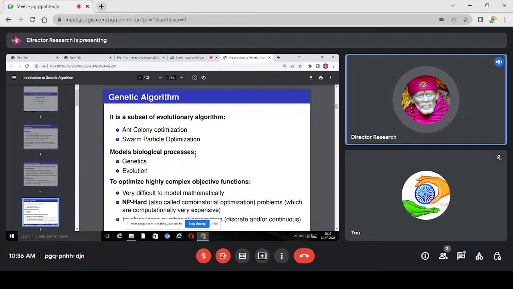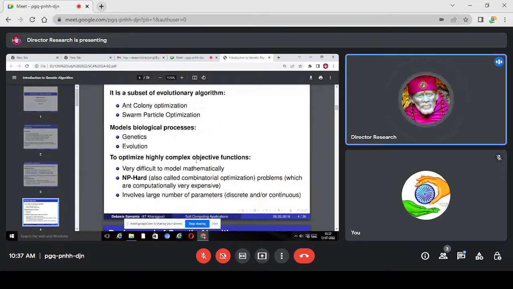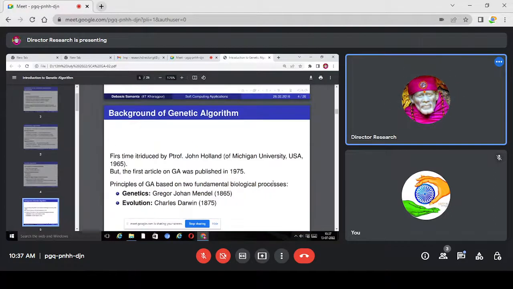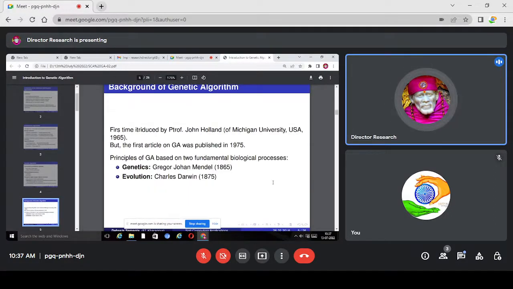Ant colony optimization and particle swarm optimization are models of biological processes, genetics and evolution, applied to optimization of highly complex objective functions that are very difficult to model mathematically. The first point is NP-hard, also called combinatorial optimization problems, which are computationally very expensive and involve a large number of parameters, discrete or continuous. It was first introduced by the US.